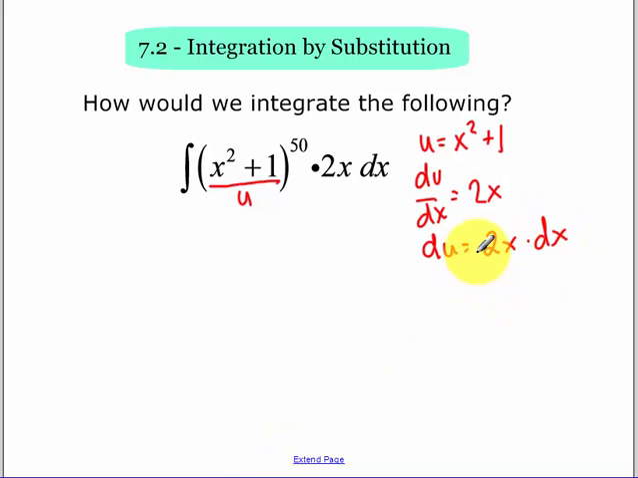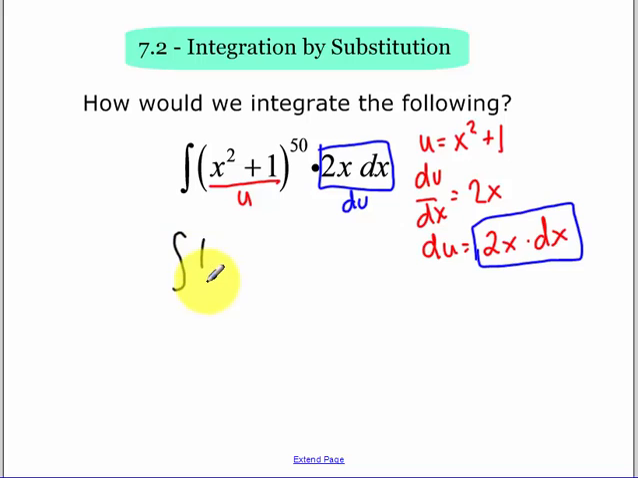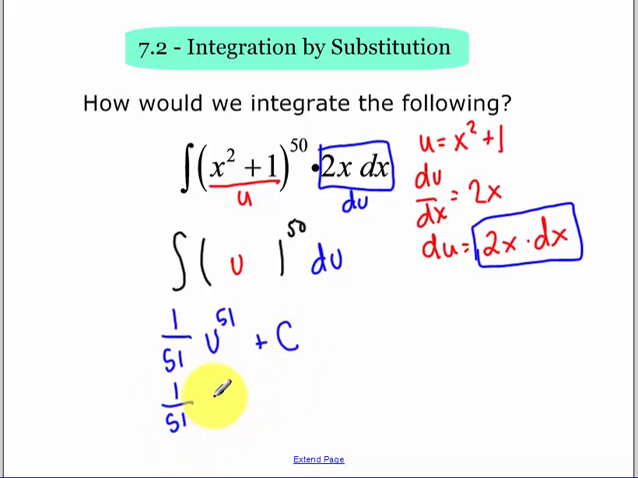So let's look at what we have here. This 2x dx is there, so that's the same thing as du. So now we have the integral of something to the 50th power. But what's that something? That something is our u. And then we have du. Now we can take the integral of that, and then substitute back in whatever your u was.